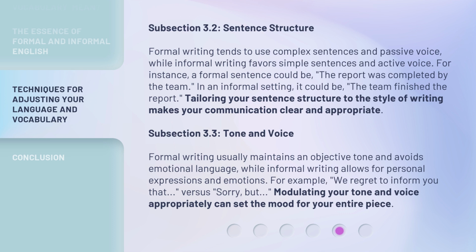Subsection 3.3. Tone and voice. Formal writing usually maintains an objective tone and avoids emotional language, while informal writing allows for personal expressions and emotions. For example, "We regret to inform you that," versus "sorry." But modulating your tone and voice appropriately can set the mood for your entire piece.